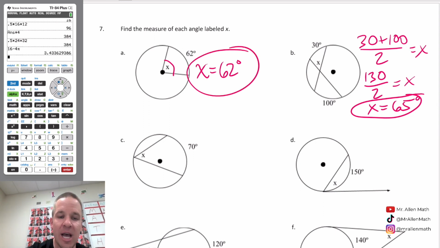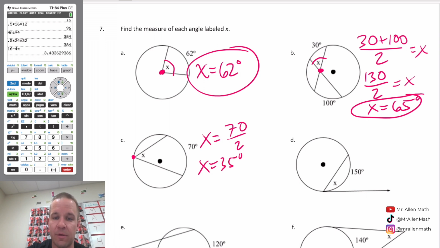All right. Next one, I have an on angle. How do I know this is an on angle? Because my vertex is on the circle. Back to this one, this is an in angle because my vertex of the angle is in the circle. And here my vertex is at the center. That's how we know if it's an in, out, on, or central angle. So this is an on angle here. So my formula would be my angle is equal to the arc, which is 70, divided by 2. So x equals 35 degrees.